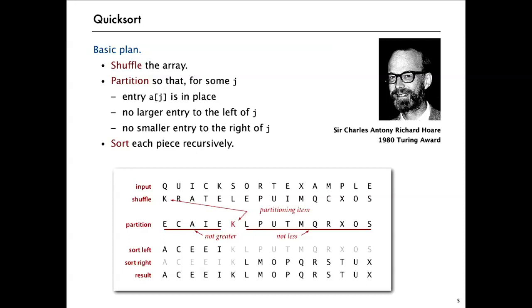So that's to divide it so that for some value j, the entry a of j is in place in the array. There's no larger entry to the left of j and no smaller entry to the right of j. Once we have the array partitioned in that way, shown here in the middle, right here we have k in its position, and we have everybody to the left, there's nobody greater than k, and everybody to the right, there's nobody less. Once we have it arranged in that way, then we recursively sort the two parts, sort the left part, sort the right part, and then after those two things are done, the whole thing is sorted. This method was invented in 1961 by Tony Hoare, who won the Turing Award in 1980 for this and other work.